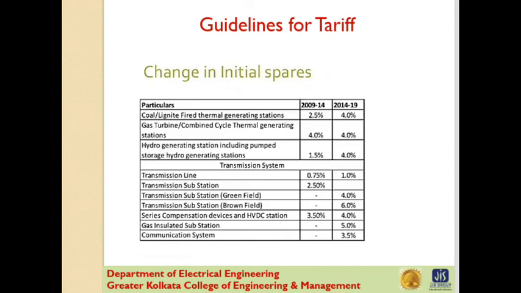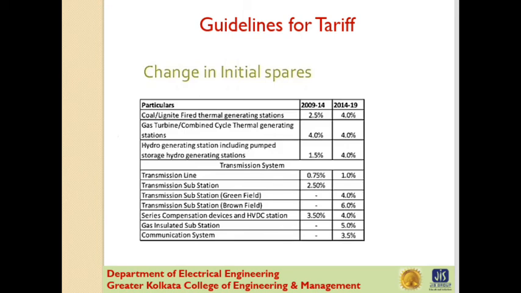Now, change in initial spares for coal and lignite fired thermal generating station for the period 2009 to 14 is about 2.5%, and for 2014 to 19 it is 4%. For gas turbine or combined cycle it is 4% for the period 2009 to 14, and it is similar in the period of 2014 to 19. For hydro generating station including pump storage hydro generating station it is 1.5% for the period 2009 to 14 and 4% for the period 2014 to 2019.